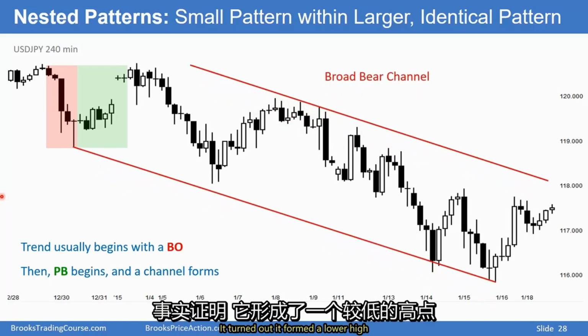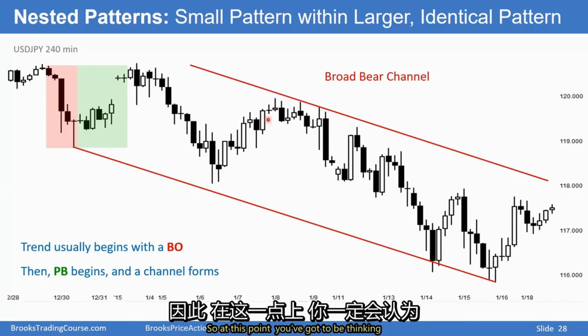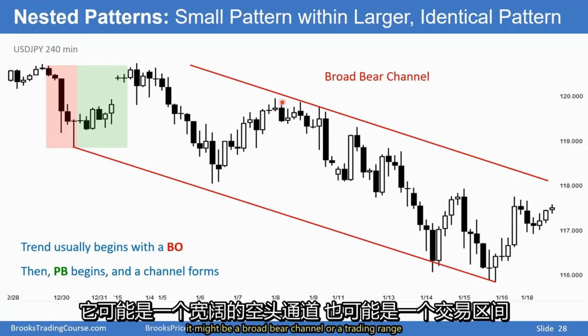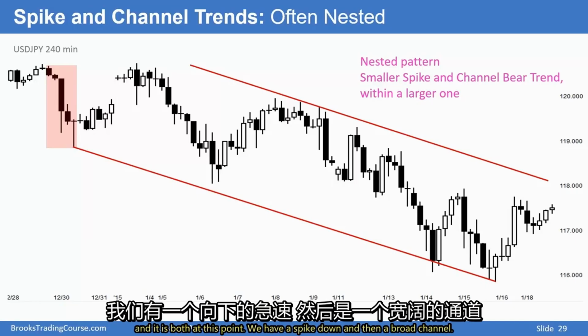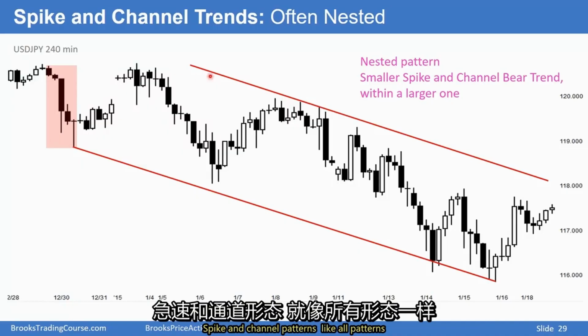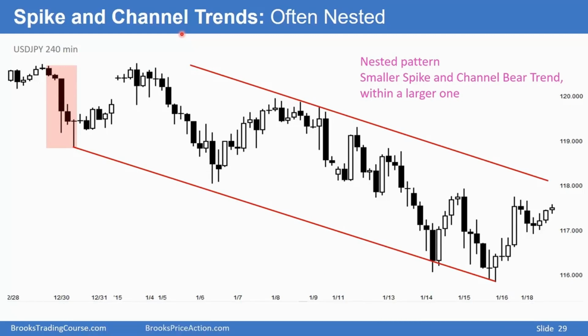It turned out it formed a lower high, and then a persistent channel down, new low, big pullback. So at this point, you've got to be thinking it might be a broad bear channel or a trading range. And it is both at this point. We have a spike down and then a broad channel. Spike and channel patterns, like all patterns, are often nested. And by nested, I mean there are often smaller patterns within the bigger pattern.